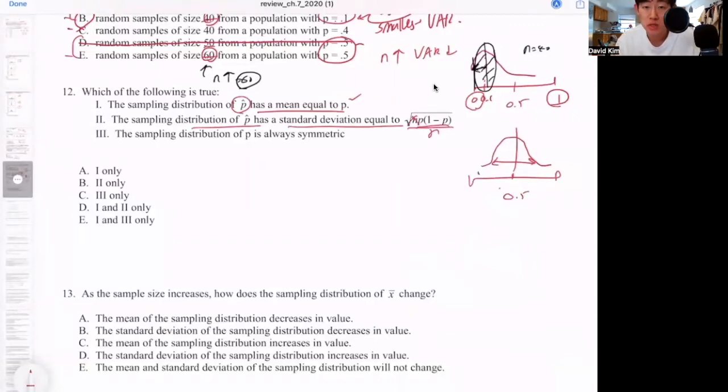The sampling distribution of p-hat is always symmetric. That is not true. It could also be skewed to the right, I mean, skewed to the left. It's only a matter of having a big enough sample size so that n times p is greater than or equal to 10. Once that is satisfied, it becomes symmetric or normal. So the correct answer here would be A.